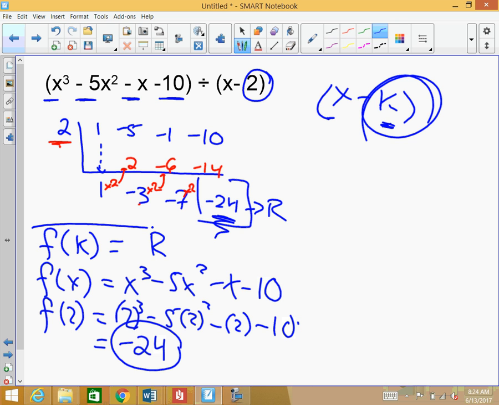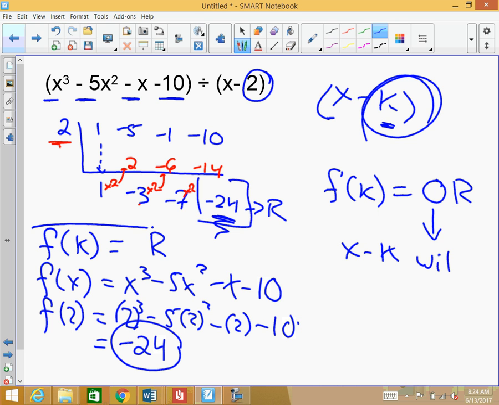Now, the corollary with the remainder theorem is if I do f of k, whatever k is, and my remainder is 0, that tells me that x minus k will be a factor of the function. So x minus k will be a factor of the function. We'll expand on that in a second.